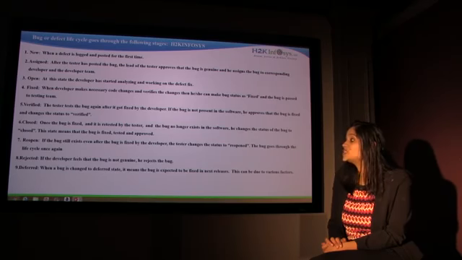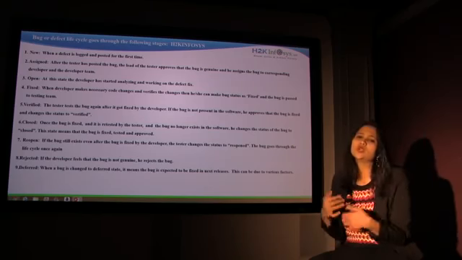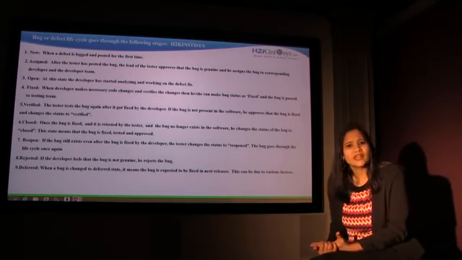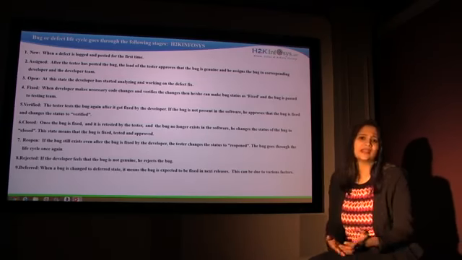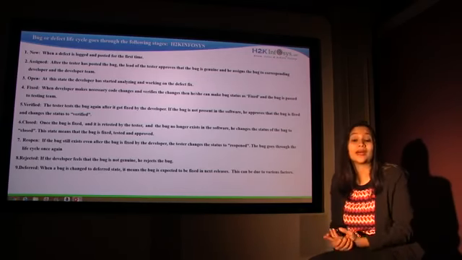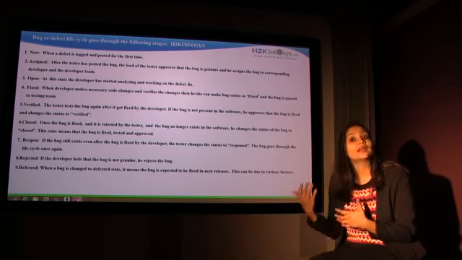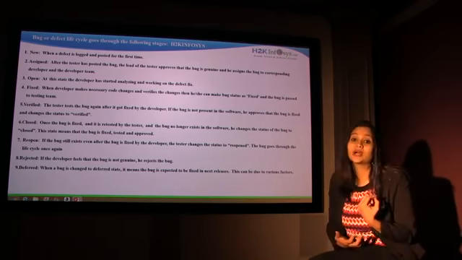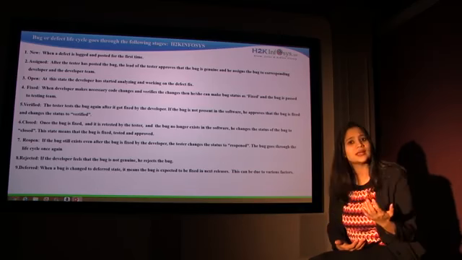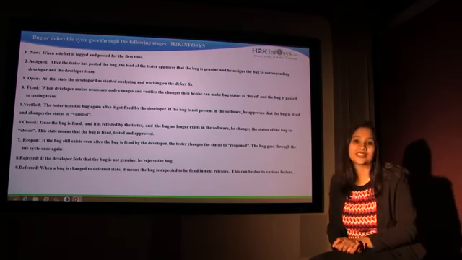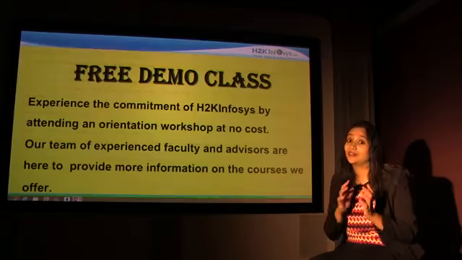Deferred. When a bug is changed to a deferred state, it means the bug is expected to be fixed in the next release. This can be due to various reasons. It may be a defect that's not a showstopper. This is probably something you can fix later. It doesn't need to be fixed right away. You might have priorities that need to be fixed even before this bug needs to be fixed. So in that circumstance, it's changed to a deferred status. So this is basically a defect life cycle.